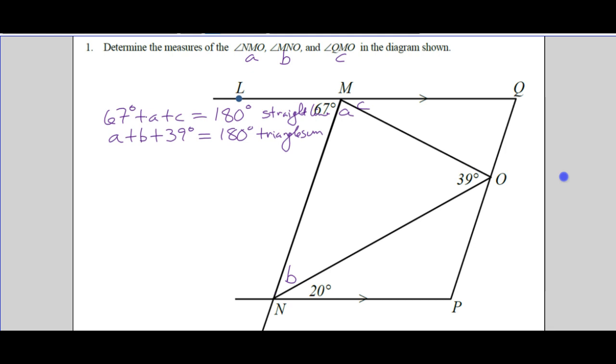Do you want me to label something else in there? I can label something else. 67 equals MNP. What's another way to say MNP? You could say B plus 20, right? So B plus 20 degrees is equal to 67 degrees. What's your reason?